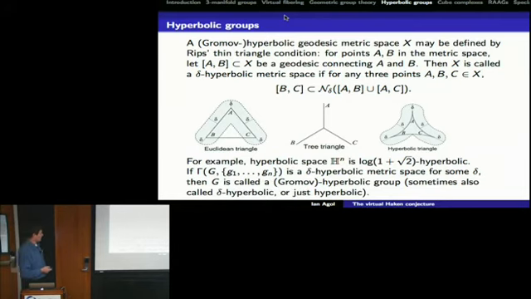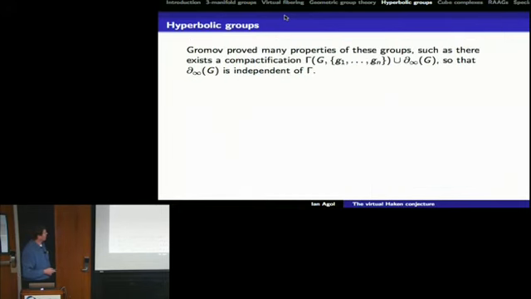So we're interested in this class of groups because it includes closed hyperbolic manifolds, and properties of delta hyperbolic groups then will be satisfied by these manifolds. So Gromov proved many different properties of these groups. There's a compactification of the Cayley graph called the boundary at infinity of G. It turns out it's independent of the graph or which generating set you choose. You always get the same boundary at infinity for the group.